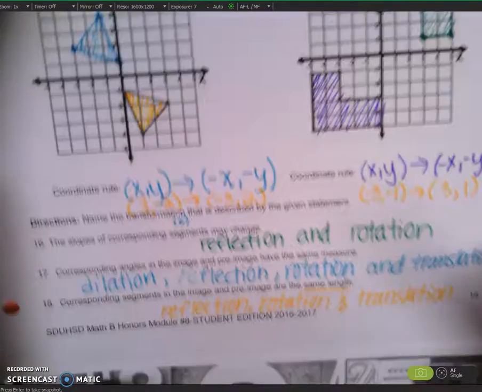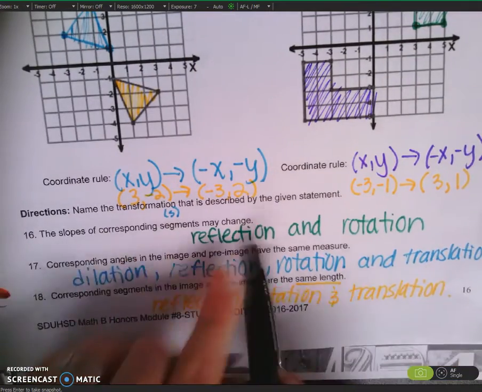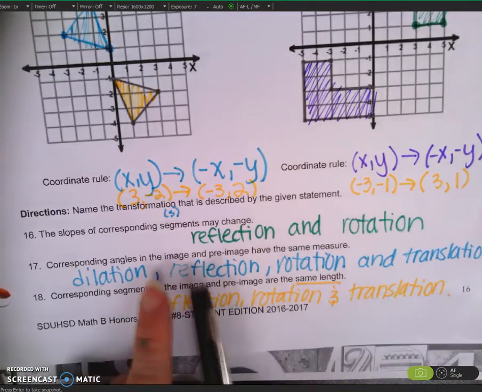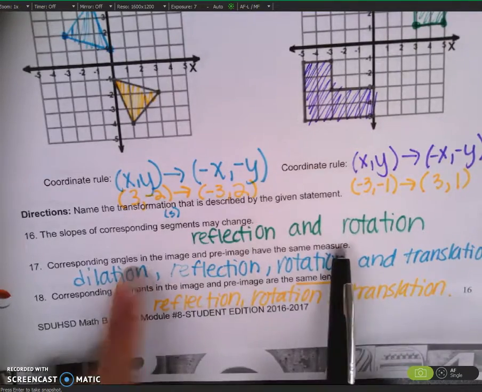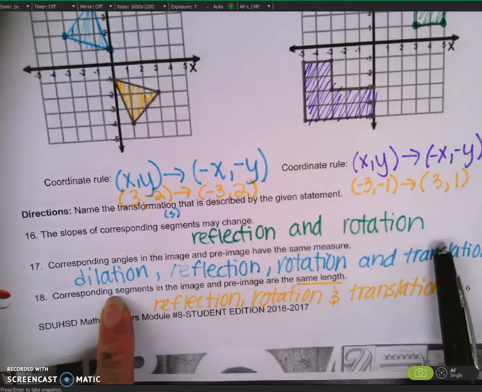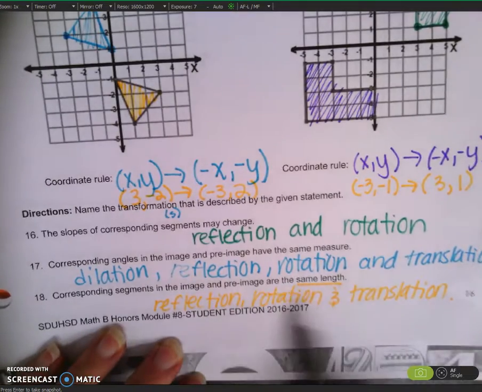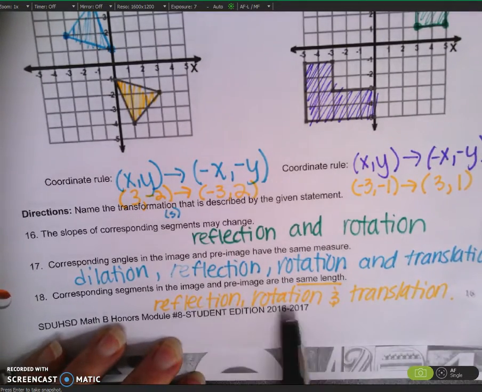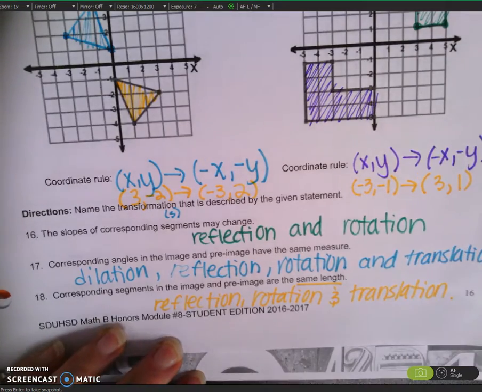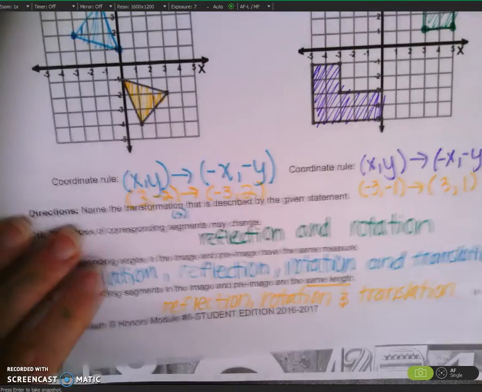So taking a look at the transformations that create these type of shapes, segments may change, slopes of the segments may change, reflections and rotations. The corresponding angles have the same measure. That's all the transformations we've talked about: dilations, reflections, rotations, and translations. Corresponding segments have the same length. That's only in a reflection, rotation, and translation. Reflection, rotation, and translation, those type of transformations are called rigid motions, kind of like the robot. It's a dance move.